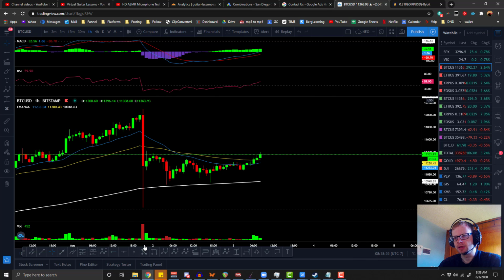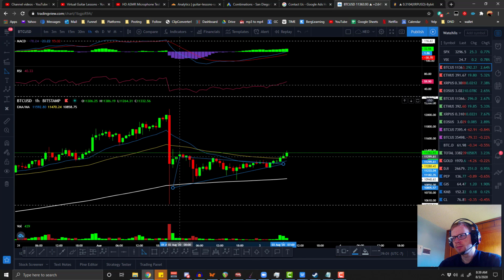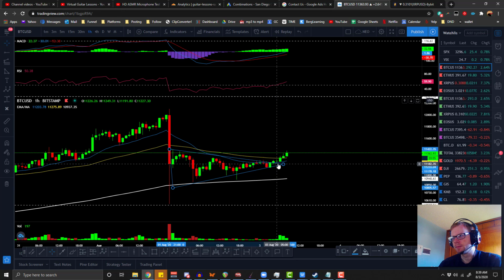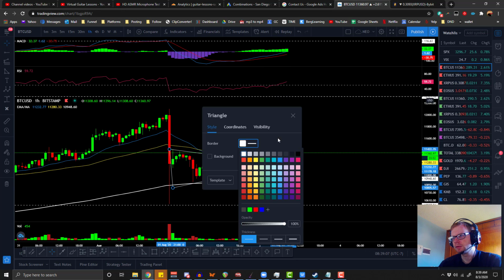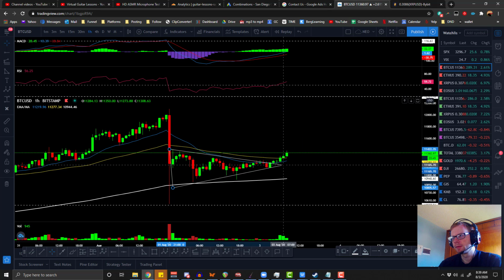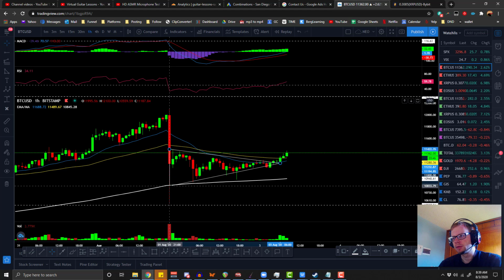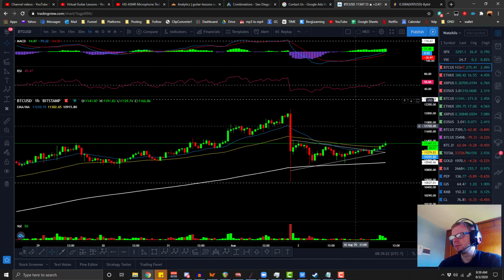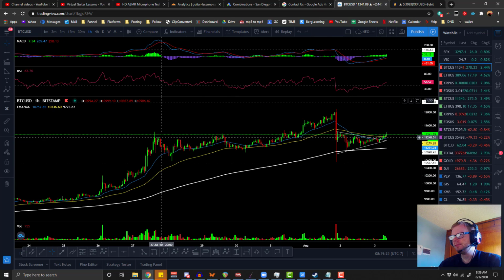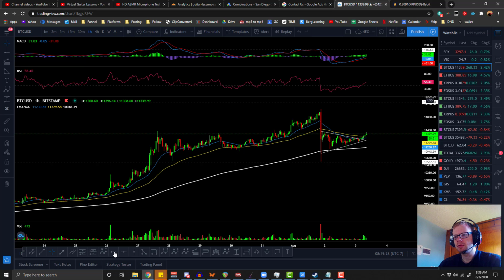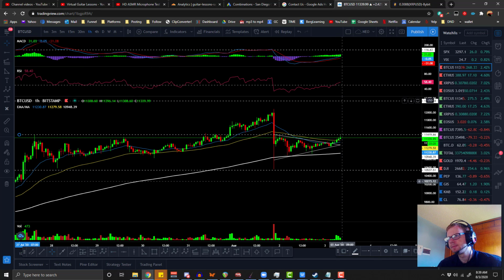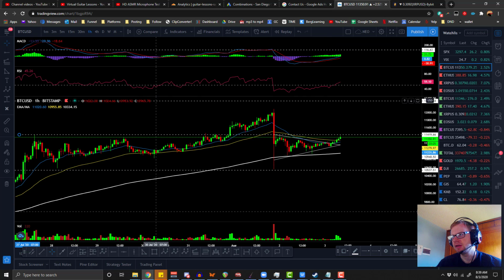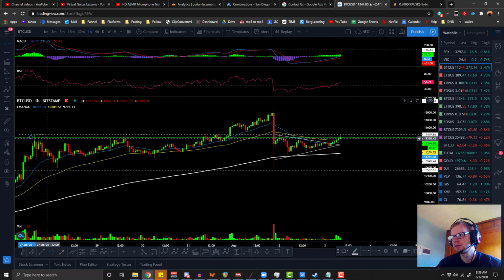And we made another little triangle right here that we managed to pop out of on the upside. Let's just change this color to white. Okay. This could have been like that, but it's kind of more like that. Alright. So we popped out of this triangle here. However, we are still holding this level of resistance here. So that's kind of dangerous, as you can see here.